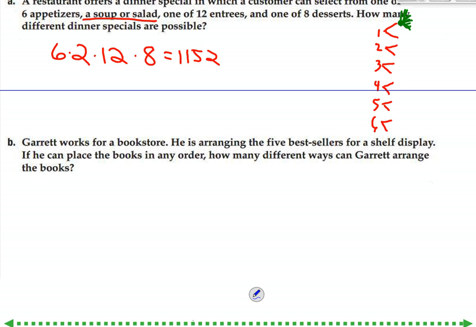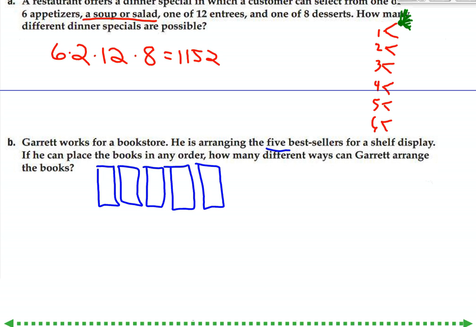And then Garrett works for a bookstore. He's arranging 5 bestsellers for a shelf display. If he can place the books in any order, how many different ways can Garrett arrange the books? And this one I'm going to say, here's my shelf. I'll pretend to put my books on the shelf right here. I have 5 books, 1, 2, 3, 4, 5 books. So when I'm going to place this first book right there, how many choices of books do I have? 5. I can put any of my 5 books right there. So I have 5 choices that I can use.